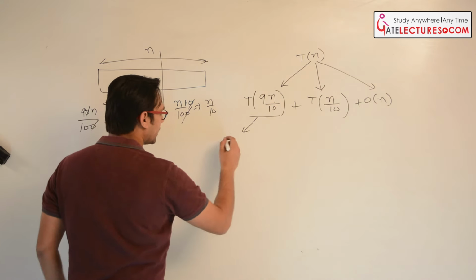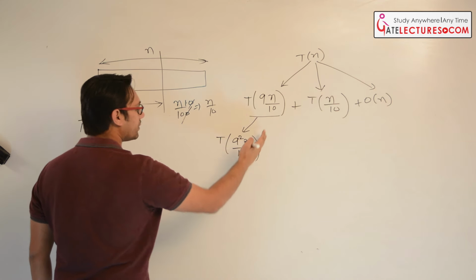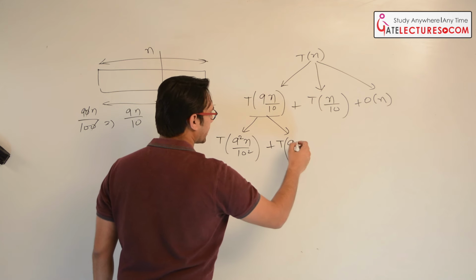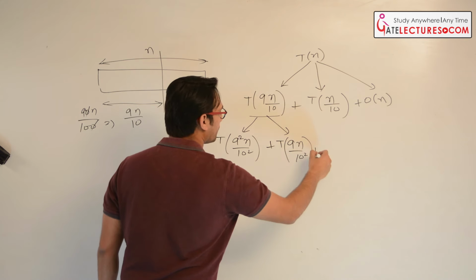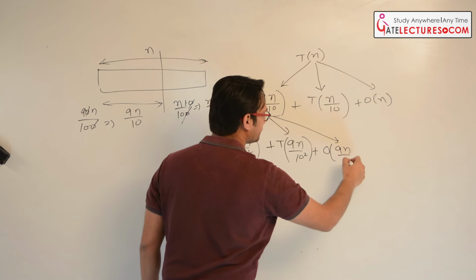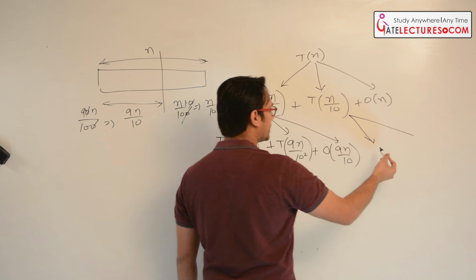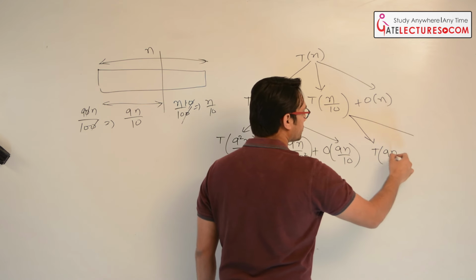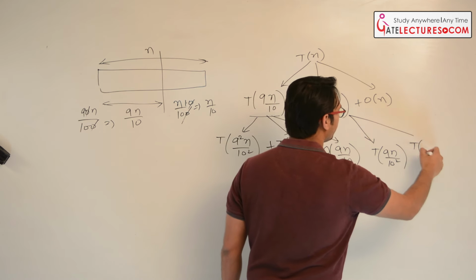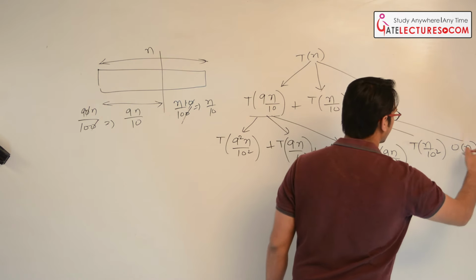In that case also, the time taken will be T of 9n upon 10, that is 90% data items at the first half, plus T of n upon 10, 10% data items at the second half, plus time taken for partitioning, which is order of n. Now in this case also, 90% data items at the first half means time taken to sort 90% data items plus time taken to sort 10% data items plus time taken for partitioning.